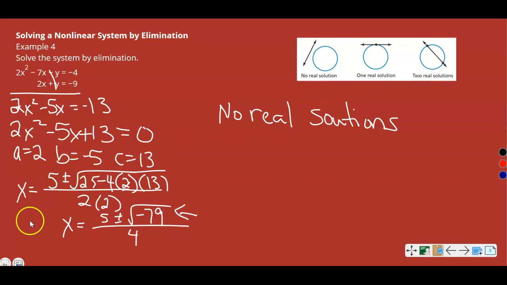So again, example 4 would have no real solutions. If you want to check yourself, set each of these equal to y, plug it into your calculator, graph it, and you should be able to see the graph where they do not intersect.